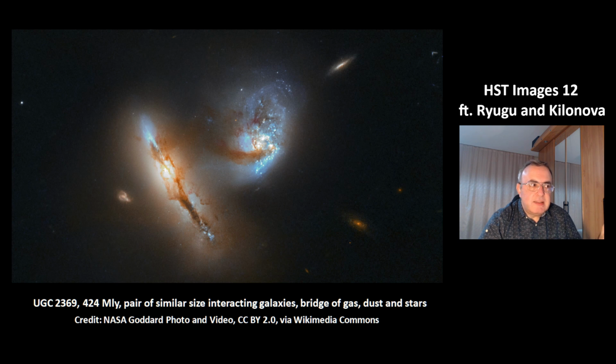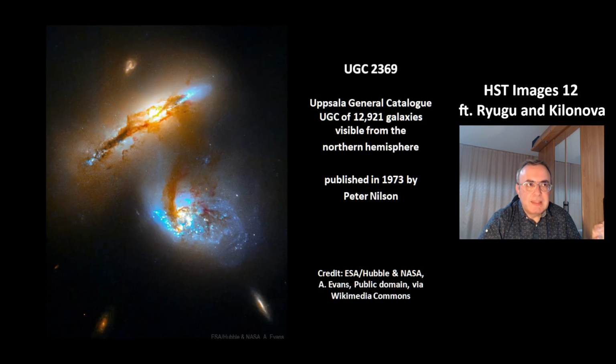This is another pair of galaxies, UGC 2369, at a distance of 424 million light years. It is a pair of interacting galaxies that have similar size. You can see a bridge of gas, dust, and stars. This is another picture. UGC means Uppsala General Catalogue. This is a catalogue of 12,921 galaxies visible from the Northern Hemisphere. And this catalogue was published in 1973 by Peter Nielsen.